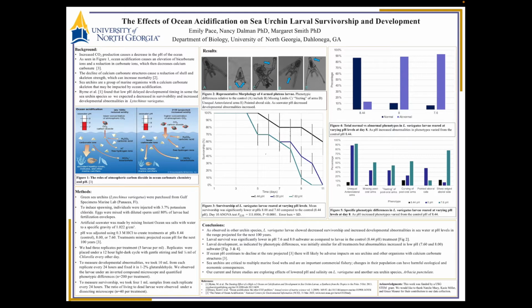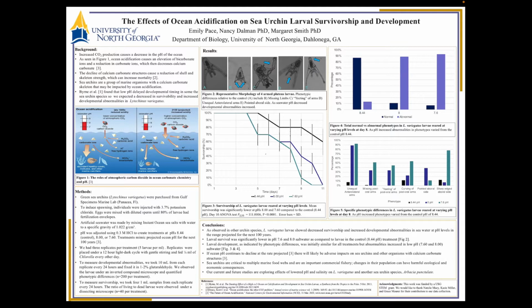We purchased green sea urchins from the Gulf Specimens Marine Lab. In a lab setting, we induced spawning by injecting them with potassium chloride, which caused the sea urchins to release their gametes. After spawning, we added the larvae into their respective pH groups. We looked at the pH groups 8.44, which is our control, 8.0, and 7.60. We decided to use 8.44 as our control because of the pH of the water the urchins came in. Our treatment groups were decided based on projected ocean pH over the next 100 years.